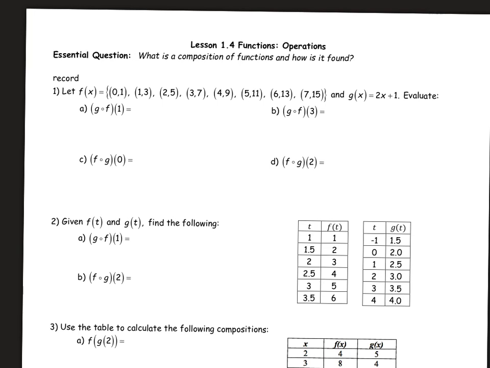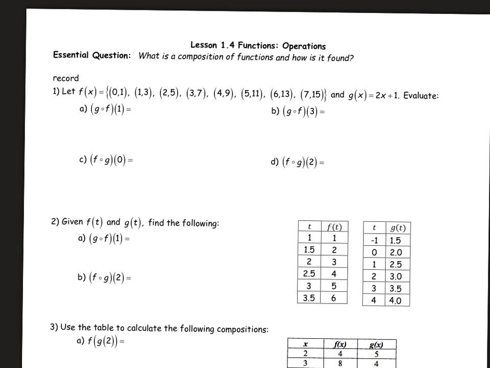So this time, instead of just two equations, we have a set of ordered pairs, an equation, tables, and graphs. So we have a mixture of things and we're still trying to find the composition of those mixed things now instead of just two equations. So here we go. We find it the same way.